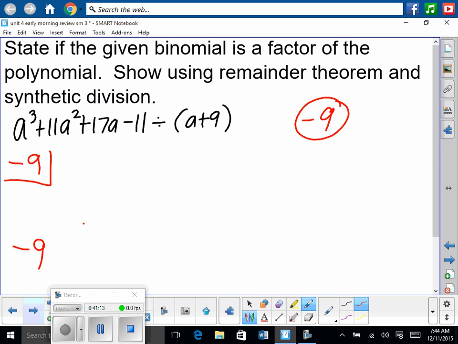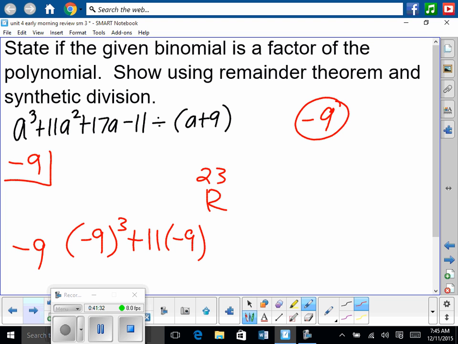Just show -9 cubed plus 11 times -9, and then you'll go through and you'll have a remainder. So whatever your remainder came out to be, let's say your remainder came out to be 23, then when you plug it in, it better be 23. Does that make sense? If not, something went wrong here.